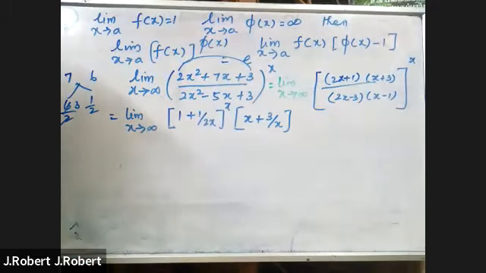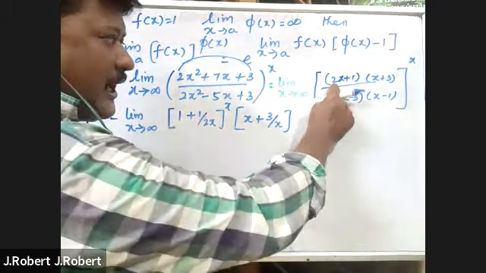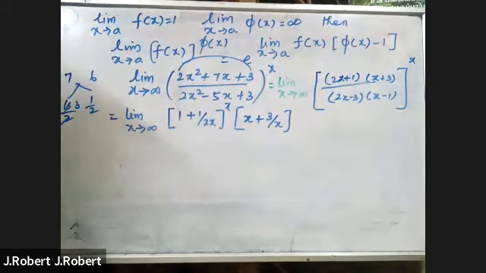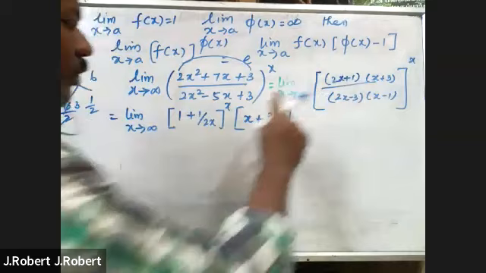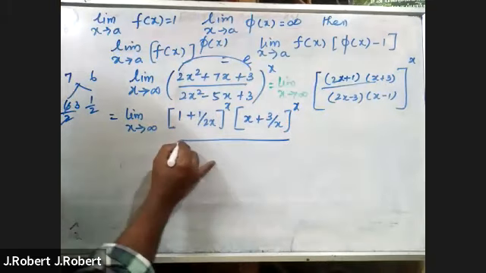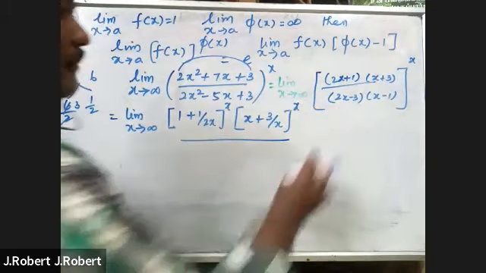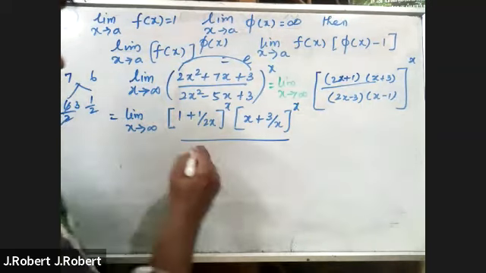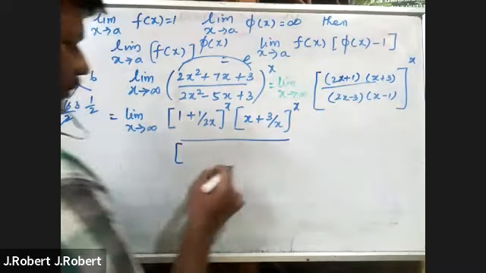Notice carefully: in the first factor I am taking 2x common, in the second factor I am taking x common. So 3 by x. The whole power x here. Next, in this factor, dividing by x gives 1 plus 3 by x. I divide the first factor by 2x and the second factor by x. Next, similarly here we have 2x minus 3, so I divide this factor by 2x.